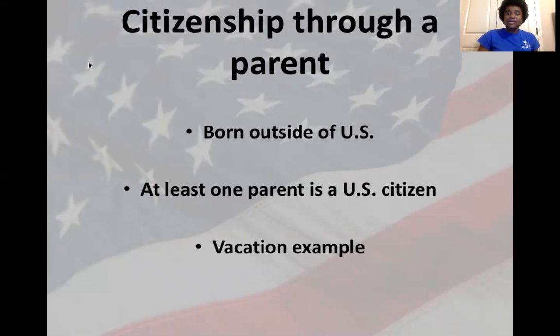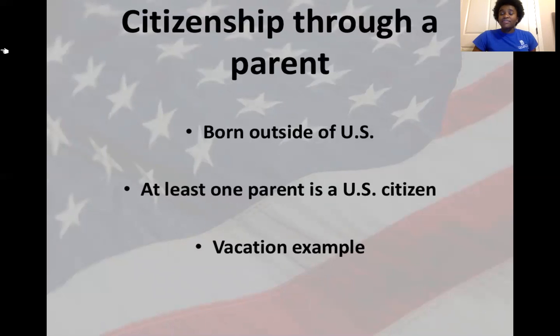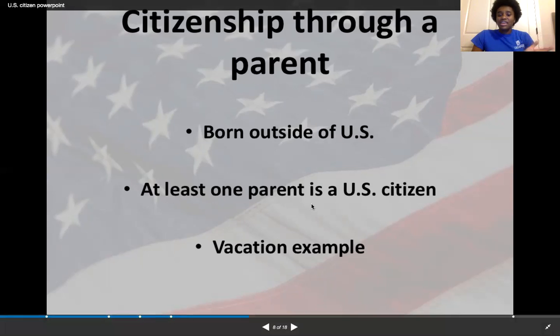Then we have citizenship through a parent. So, say I was born, like for me, for instance, I was born in Italy. I was born on U.S. soil, so I'm good. But let's say that I wasn't. I was born somewhere not on U.S. soil, so I was born outside of the U.S. But you have to have at least one parent that is a U.S. citizen. So my mom and dad were U.S. citizens, so I could become a U.S. citizen, if that makes sense.